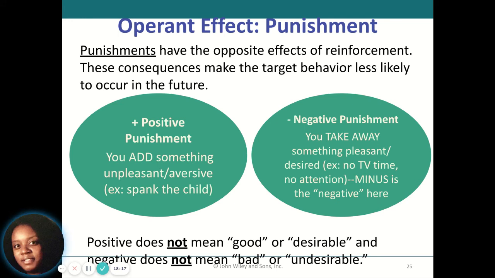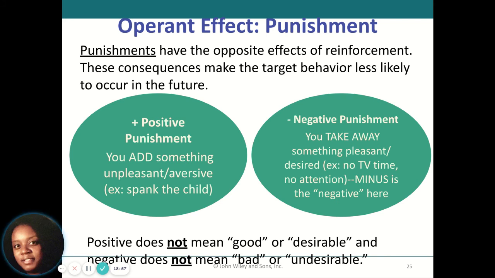Now let's talk about punishment, because with operant conditioning, not only do you have reinforcement, you also have punishment. Punishments are supposed to have the opposite effects of reinforcement. Remember again, positive means to add something, but in the case of punishment, you are adding something that's unpleasant. Whereas with reinforcement, you're adding something that is pleasant. For negative punishment, you're still taking away something, but this time you're taking away something that's desirable.